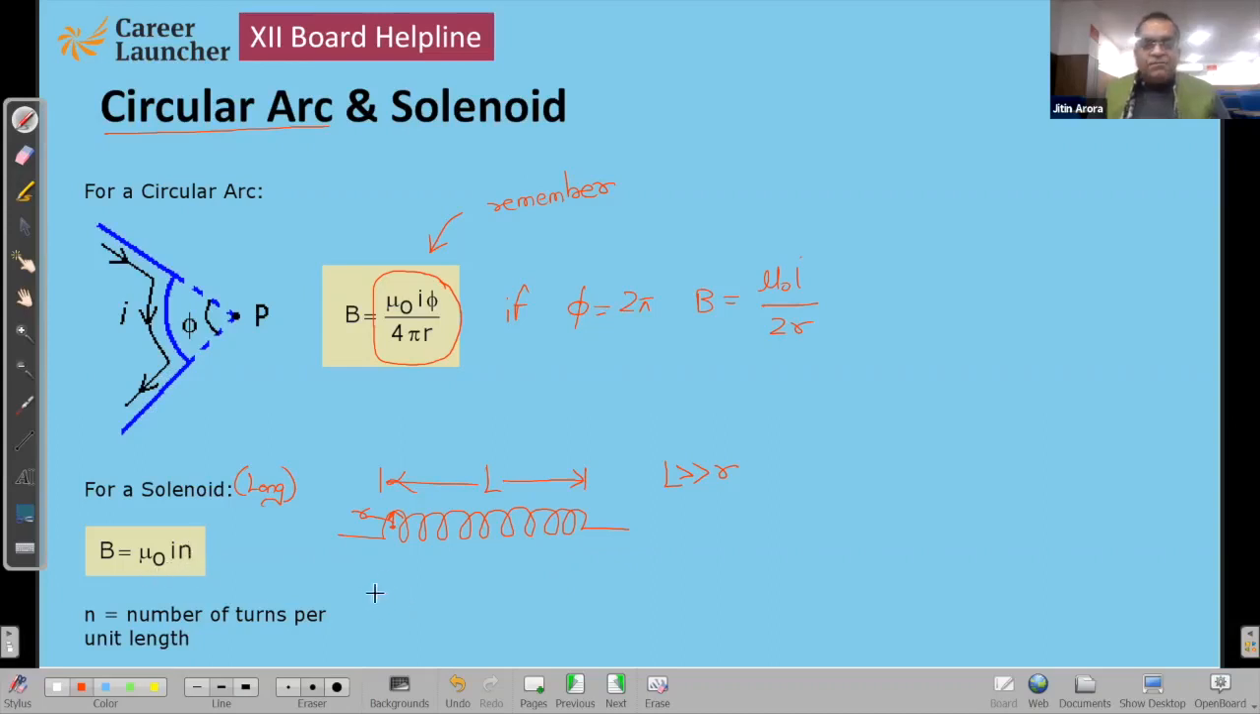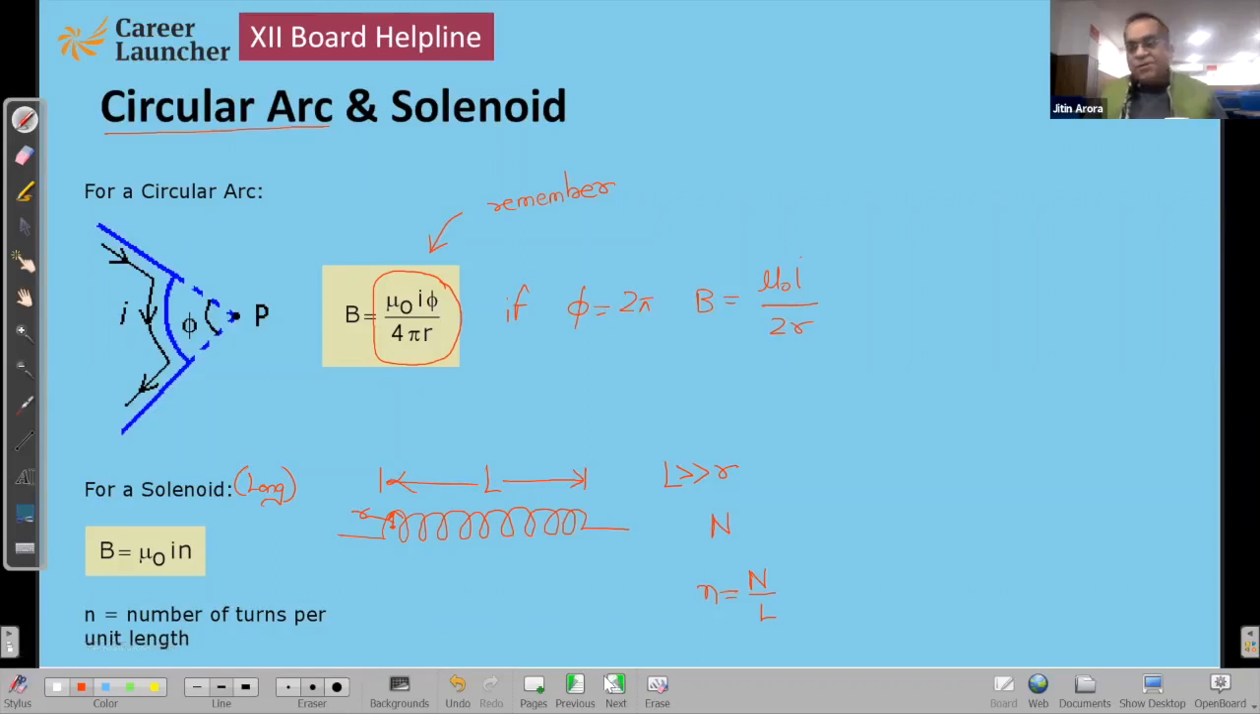What is n? n is the number of turns per unit length. So how many turns the solenoid has in one unit length, that is small n, and the total number of turns let's say is capital N. So small n is equal to capital N by capital L, right? So this is one more important formula that you have to remember.